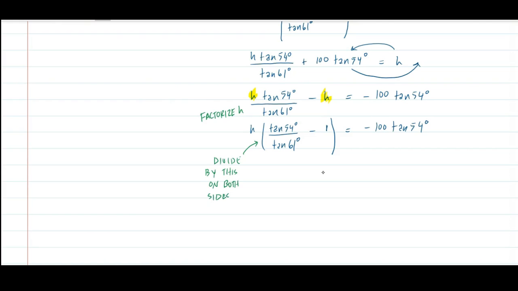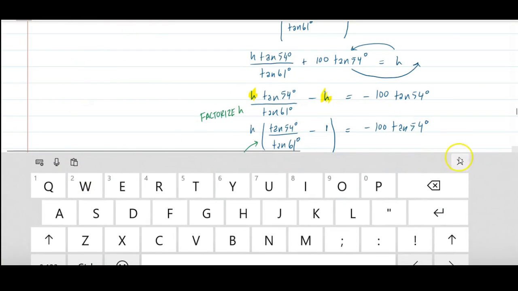All right, so when you do that, what's the final answer going to look like? The final answer is going to look like h is equal to negative 100 tan 54 degrees, and that is all being divided by tan of 54 degrees, which is further divided by tan of 61 degrees, and then you subtract 1 from that. Okay, so all of this goes in a calculator. So let's take a moment and pull up a calculator and try typing this all in.